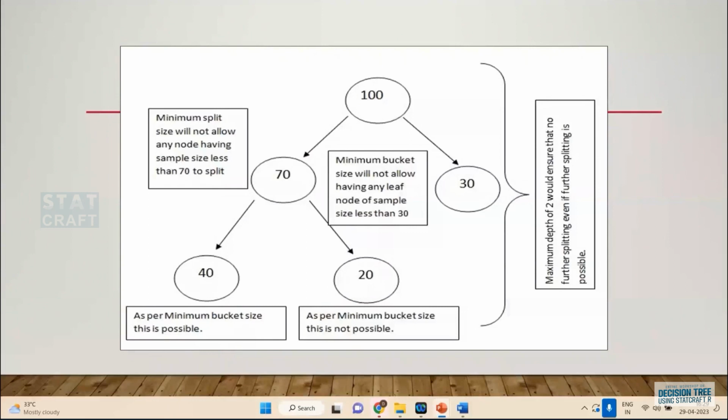There is a decision tree which I have drawn. This is there in my book. I have taken the example from my book. Can you see 100 divided into 70 and 30? Right. Now see, there are 100 cases which are there.